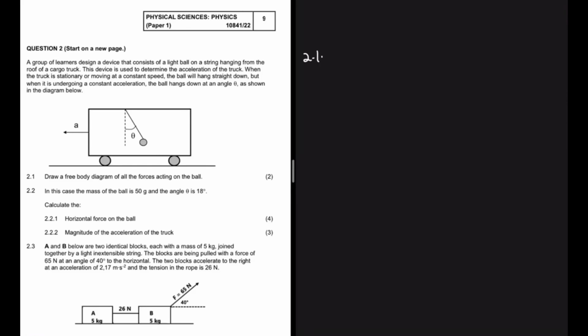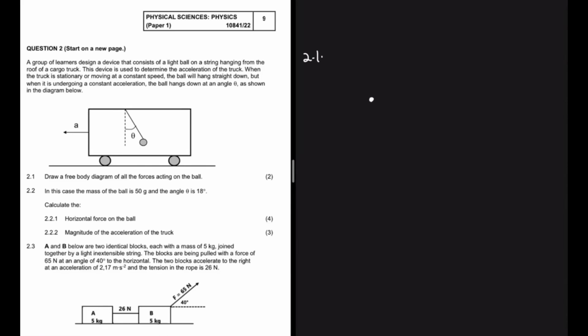And the first question, 2.1: draw a free body diagram of all the forces acting on the ball, for 2 marks. So if this question was for 3 marks, you would expect 3 forces on your free body diagram. If it was for 4 marks, you would expect 4 forces acting on your object. Now that it is for 2 marks, we are only expecting 2 forces to be acting on the ball, right? So let's go ahead and identify those forces.